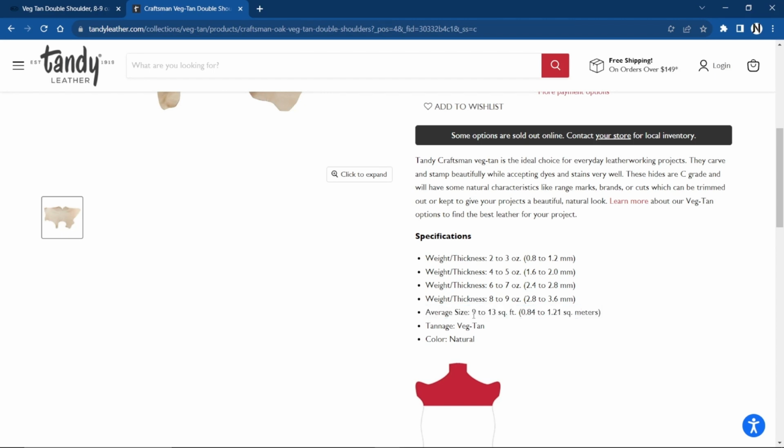But these two numbers, this range, doesn't matter what site you're looking at, Weaver, Tandy, whatever else, if they give you an average size of a hide, you have to find out the average of this range of numbers. So we've got 9 and 13. Some of you may be able to look at this and immediately know, oh yeah, 11 square feet. That's the average. For folks who that is not readily apparent to, that's okay. Here's how you figure that out.